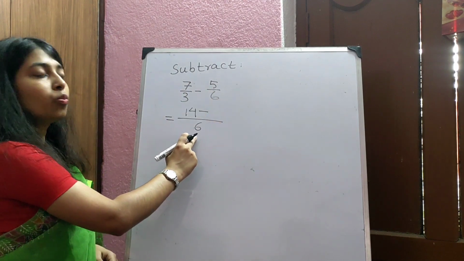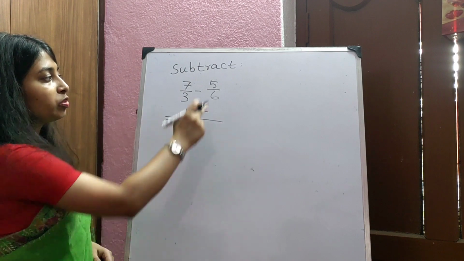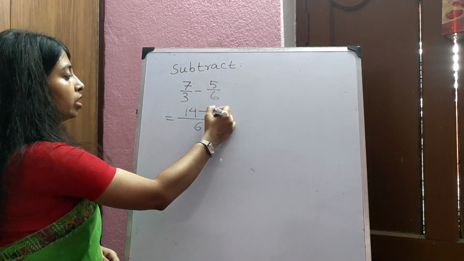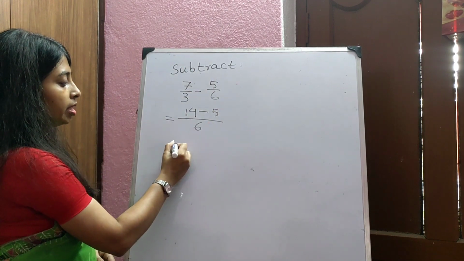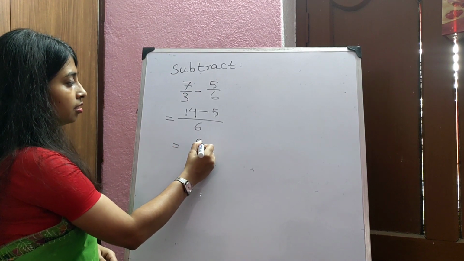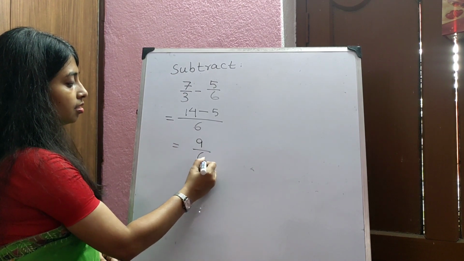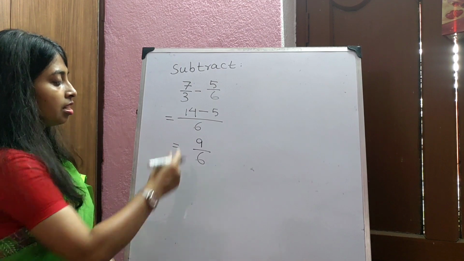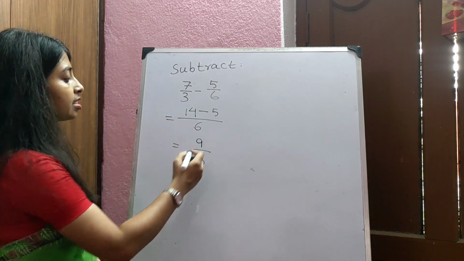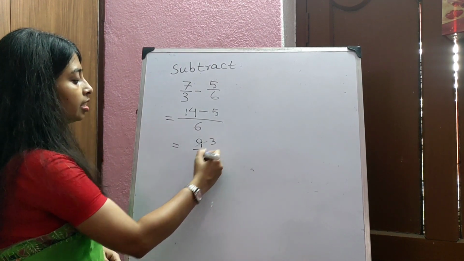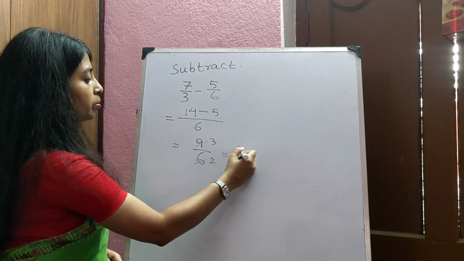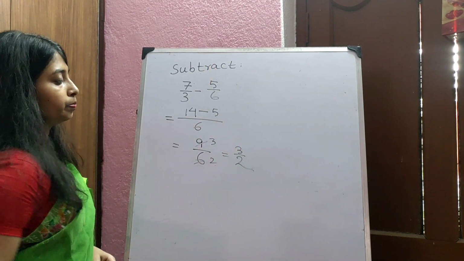6 into how much is 6? 1. 6 ones are 6 and that 1 will be multiplied by 5. So 1 5 is 5. Now what is 14 minus 5? It is 9, divided by the denominator 6. 9 by 6 can be easily cancelled by 3. So 3 3s are 9 and 3 2s are 6. Our final answer will be 3 by 2.